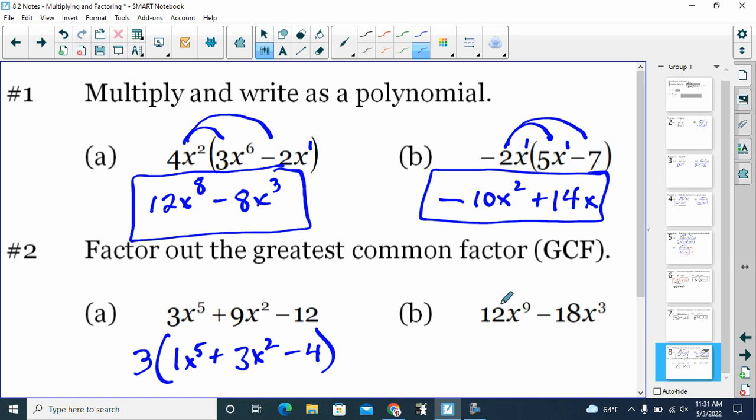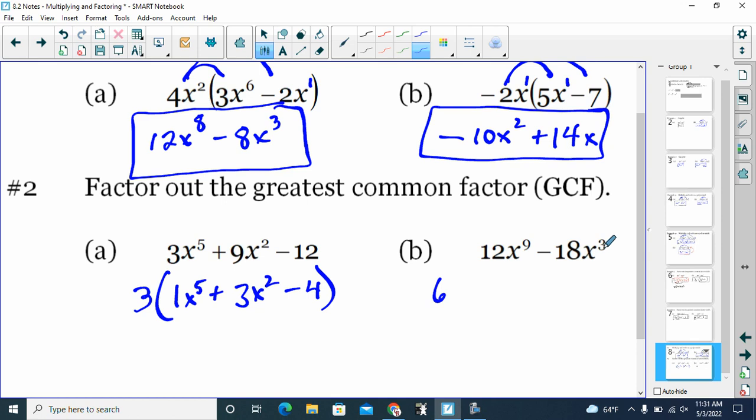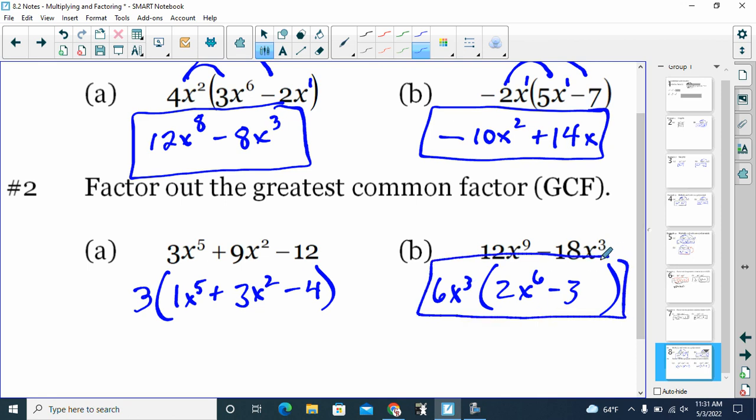And part B, 12 and 18, the greatest common factor between those two things is 6. X to the 9th or x to the 3rd, the smallest exponent is the one I can take out. That's the x to the 3rd. And if I divide by that, 12 divided by 6 is 2. X to the 9th divided by x to the 3rd, we are subtracting exponents, gives me x to the 6th. Minus 18 divided by 6 is 3, and I had that x cubed. I took x cubed out. I'm not left with any x's on that last term. There is my answer.